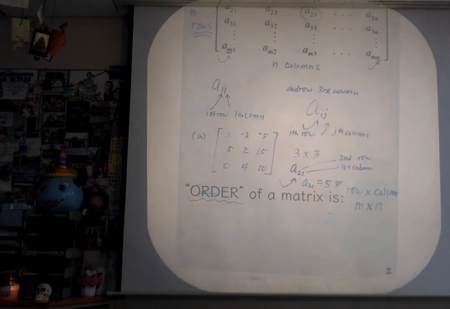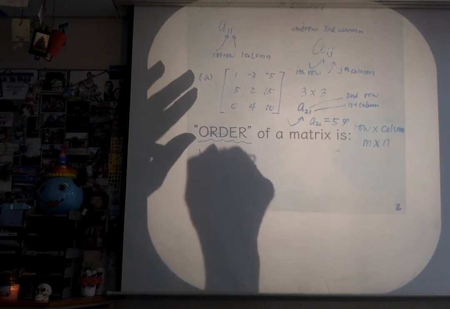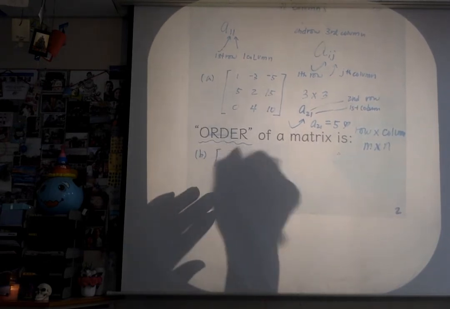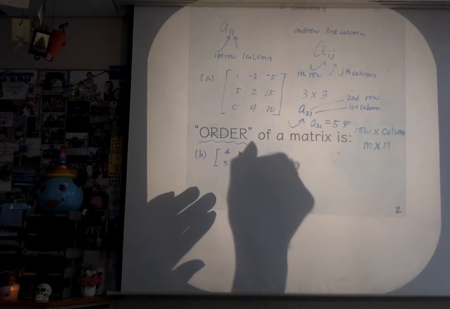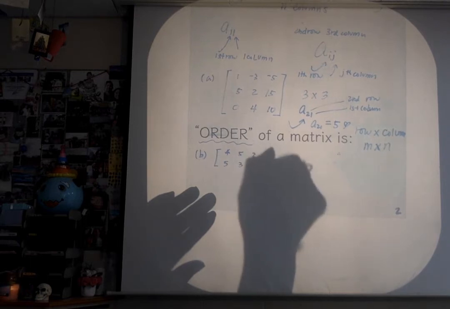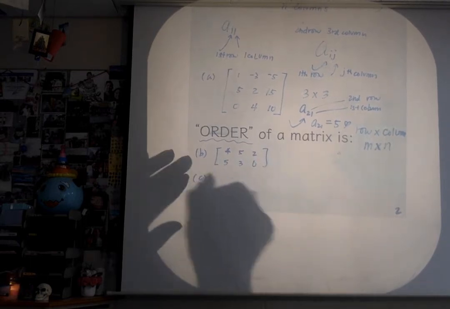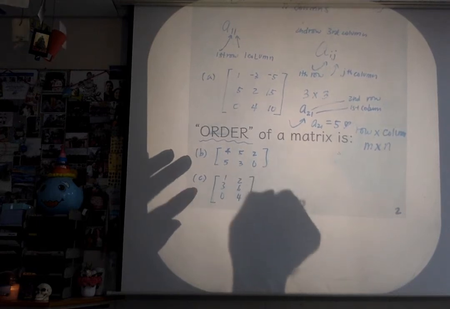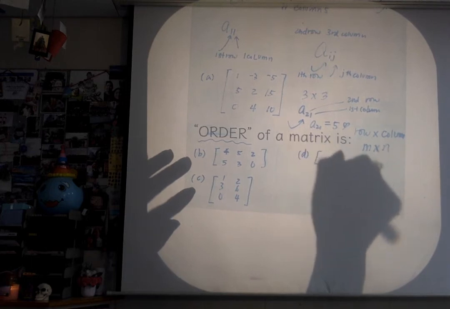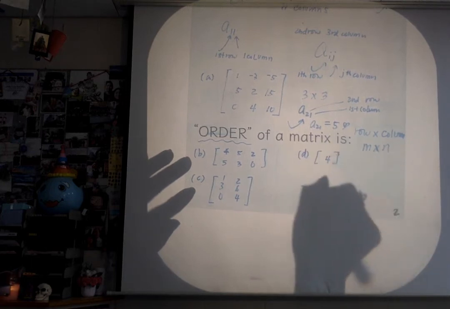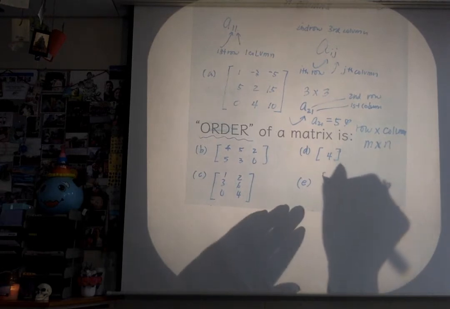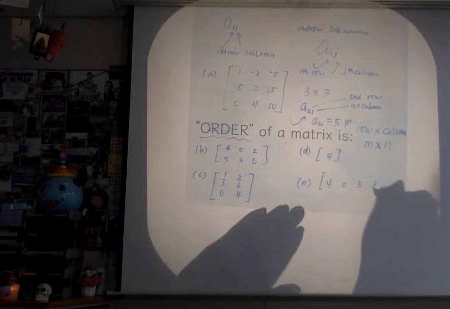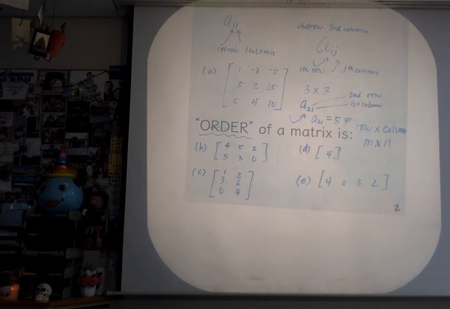You know what I want you to do right now? I'm going to give you a few more examples, and you just write me the order, okay? Tell me the order of this one here. Write with me, or you can just recite it in your head, okay? What's the order of this one? What's the order of this one? What are the orders of these here? Go ahead and tell me. Write them all down: B, C, D, E.